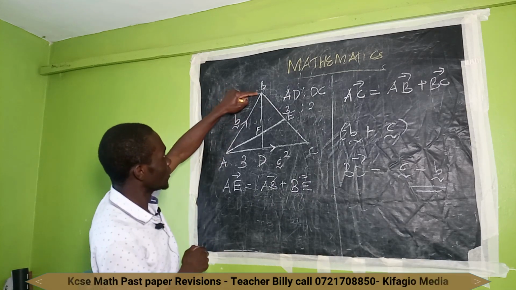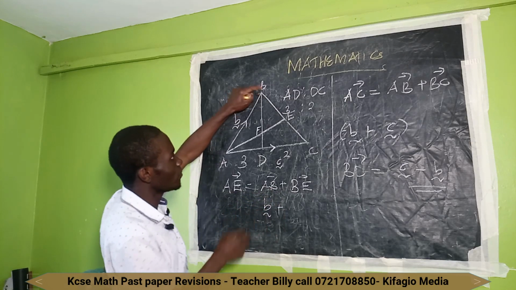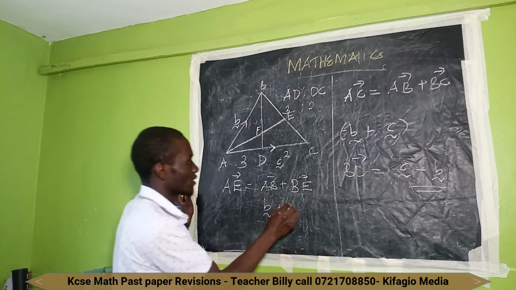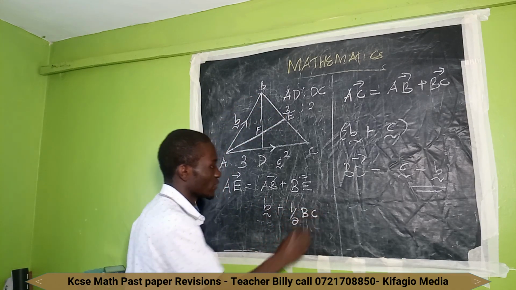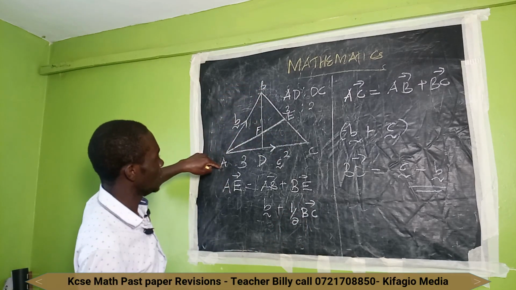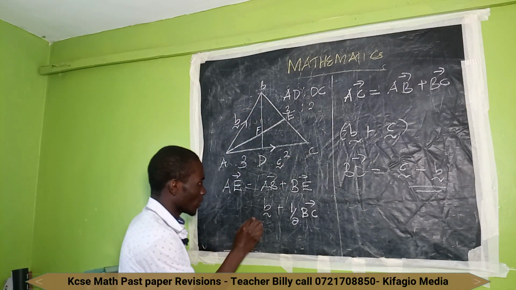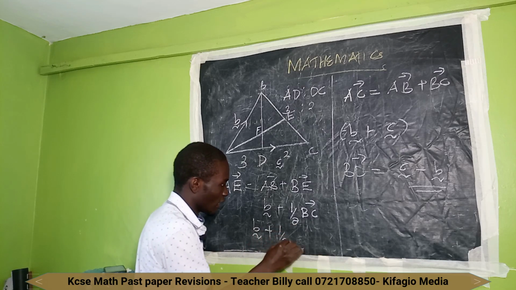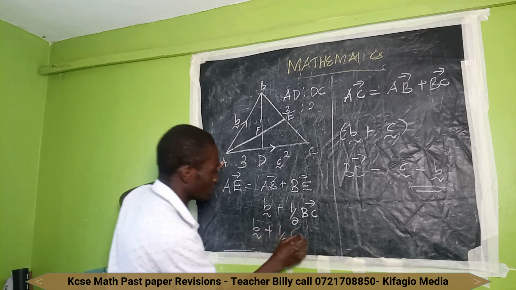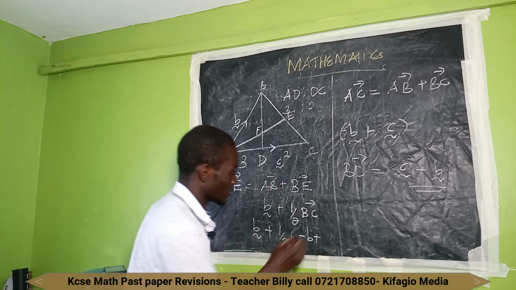So AB is B plus BE, which is equidistant, or half the line of BC. So it's a half of line BC. But class, what is line BC? BC is equal to BA plus AC. BA is minus B, AC is C. So we have B plus a half of BC. We have said BC is equal to BA, which is minus B, plus AC, which is C.